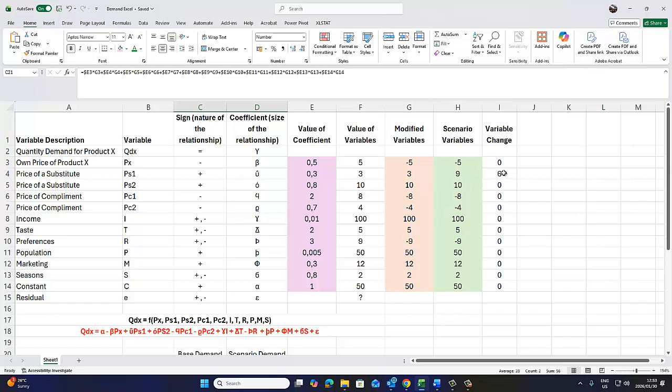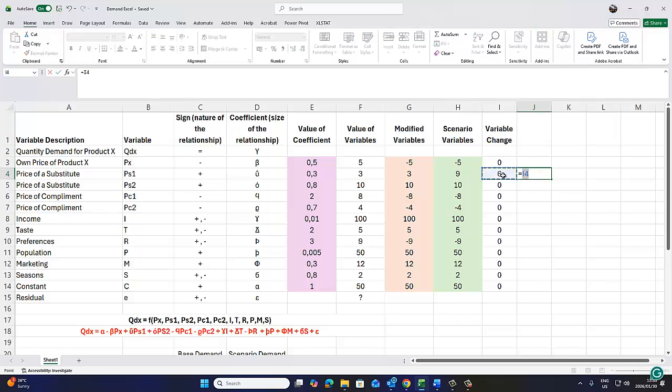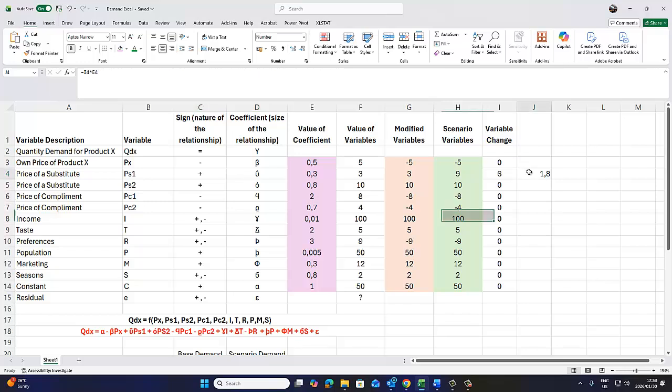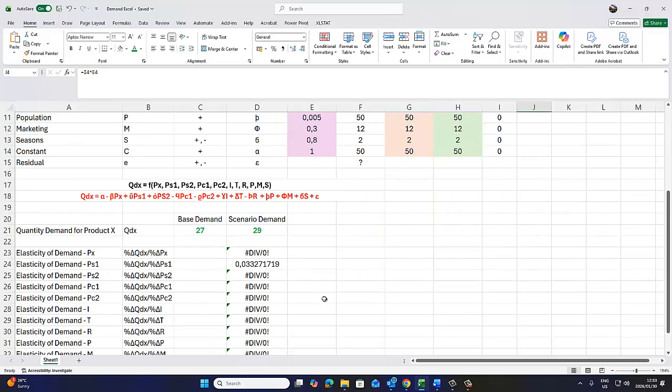If the price of the substitute increases, why? Because of this coefficient. So if we take the 6 and multiply it by the coefficient, what are we going to get? We're going to get 1.8, which rounded gives you 2. So you see where we're going with this. Okay, so this 1.8 as a percentage is 0.03.